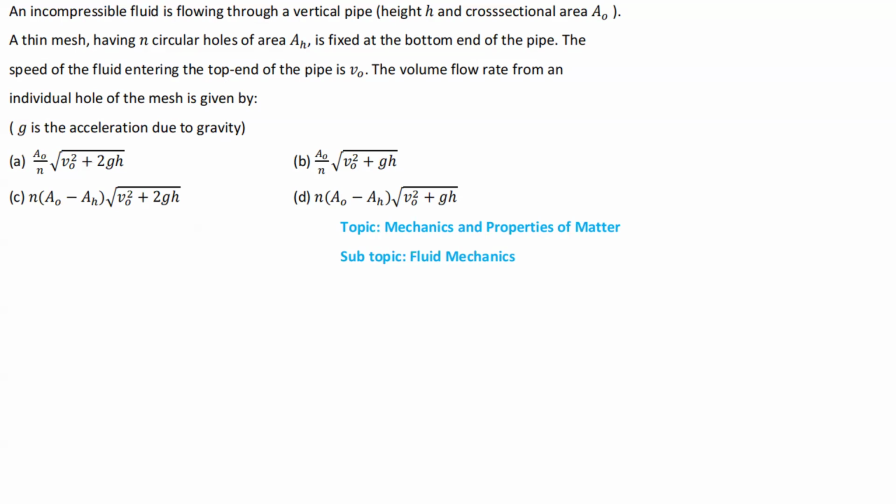The volume flow rate from an individual hole of a mesh is given below. That is, we need to find the volume flow rate from each individual hole of the mesh, right? So before going to the answer, we need to draw the schematic of the problem.